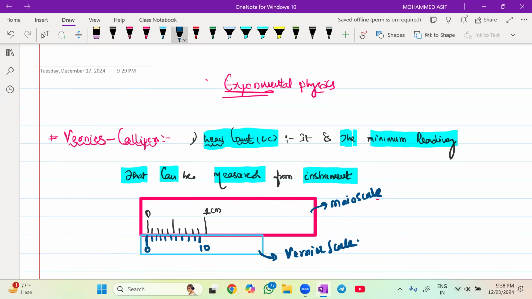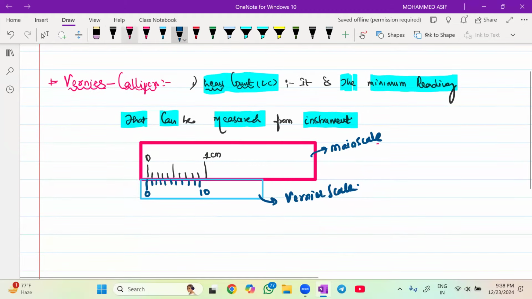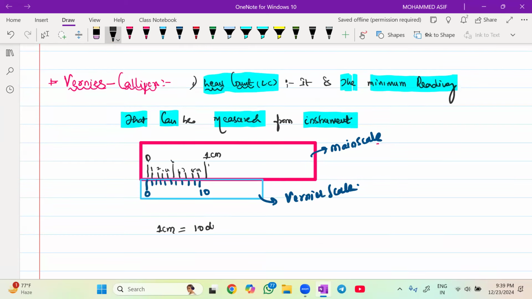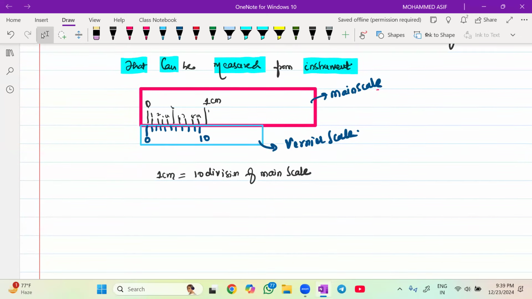Now see, beta, in the above one, how many divisions are there? 0 to 1 centimeter: 1, 2, 3, 4, 5, 6, 7, 8, 9, 10. So totally 10 divisions. That means in 1 centimeter we have how many divisions, beta? 10 divisions of which scale? Main scale. 10 divisions of your main scale.